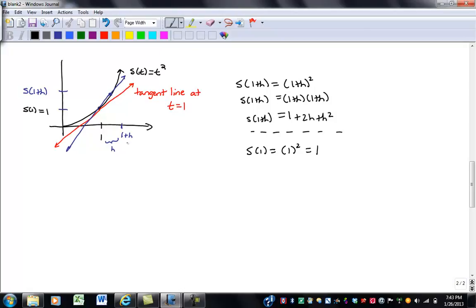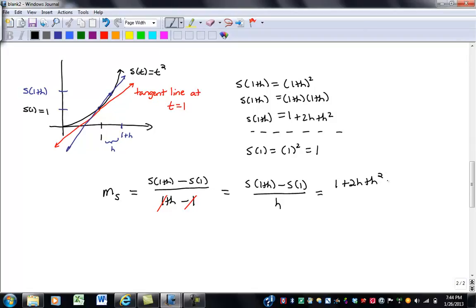And if I get that h to get smaller and smaller, that blue line gets closer and closer to the red tangent line. Well, if I'm trying to find the slope of the secant line, I get the second position, which is at 1 plus h, minus the first position, over 1 plus h, my second time, minus 1, my first time. And I get s of 1 plus h minus s of 1 over h, because the 1s cancel to 0. Well, s of 1 plus h is 1 plus 2h plus h squared, minus s of 1, which is 1. And again, these plus and minus 1s add to 0 here. And I get the slope of the secant line is 2h plus h squared over h.